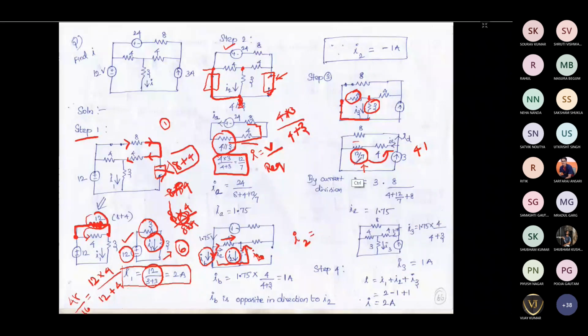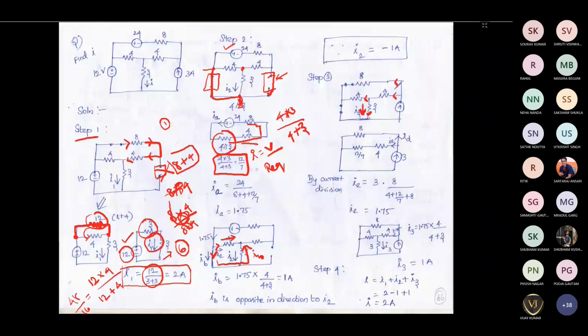What do we need to find? We need to find the current through this 3 ohm resistor. So in order to find the current through this 3 ohm resistor, you should know the current flowing through this path and flowing through this path. Then only you can find the current flowing through this 3 ohm resistor.